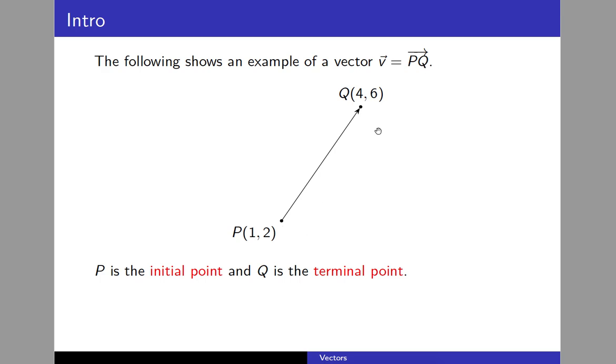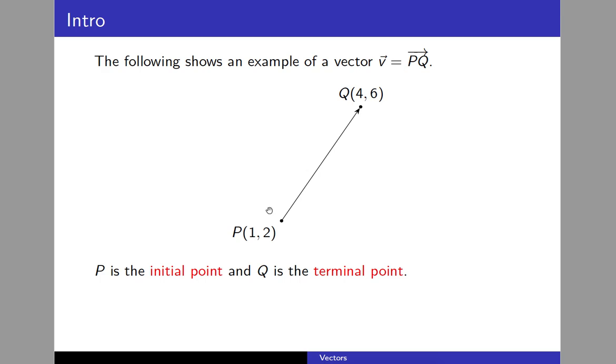The following shows an example of a vector v where we have from point P to point Q, and the direction we go is indicated by this first point here is P, which in this example has the coordinates 1, 2, and the point Q, which has the coordinates 4, 6. So going from point P to point Q, we go from the point 1, 2 to the point 4, 6. And if we were to reverse the order from P to Q and make it Q to P, we would instead have the arrow pointing this way.